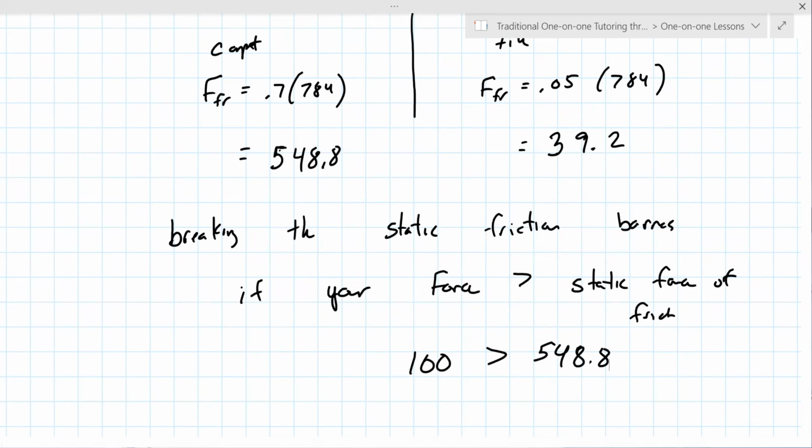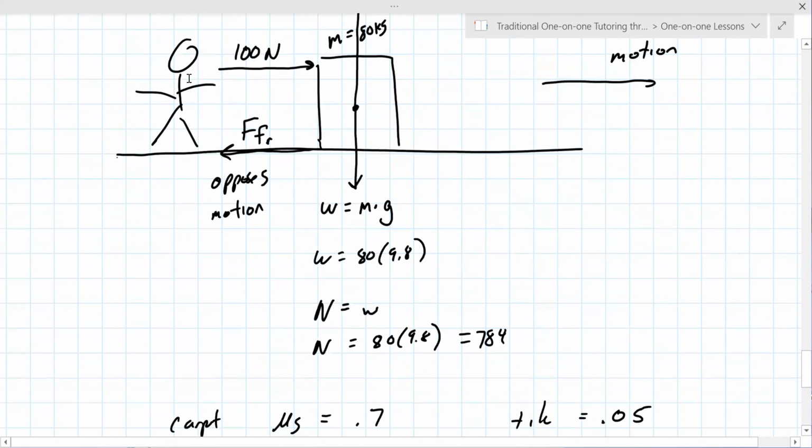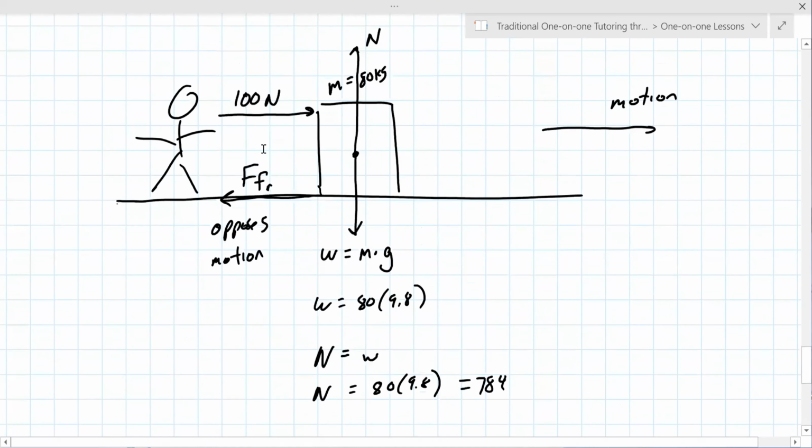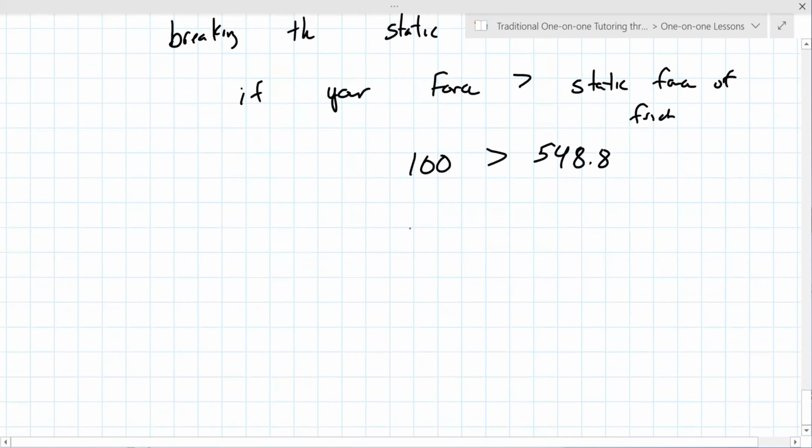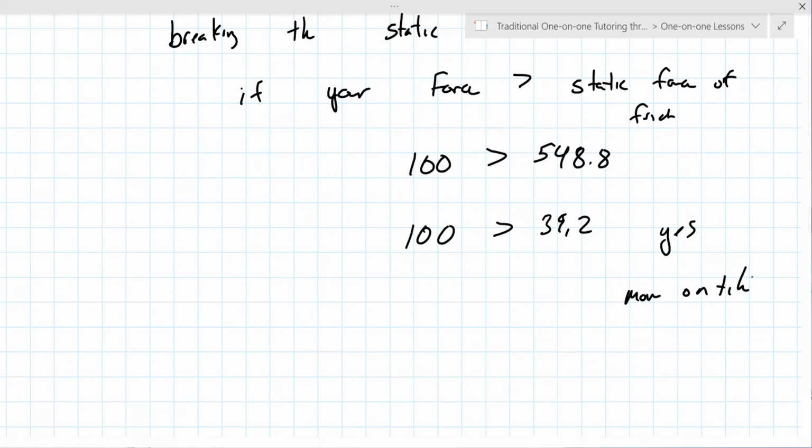But if you go back and grab 5 friends, so there's 6 of you, and you each push with 100 newtons, will you be able to push the box? Yes, you will, because 600 is greater than 548. But now let's say the box is on tile. Is 100 greater than 39.2? Yes, so it will move on tile. And that's intuitively what we already understood to be true. You can push more when there's less resistance.